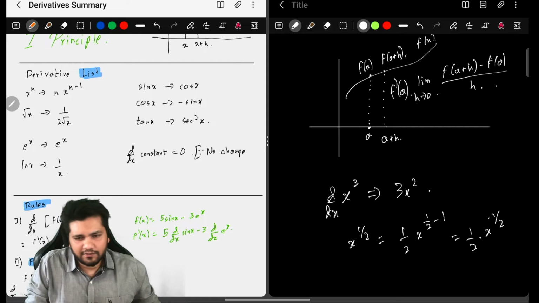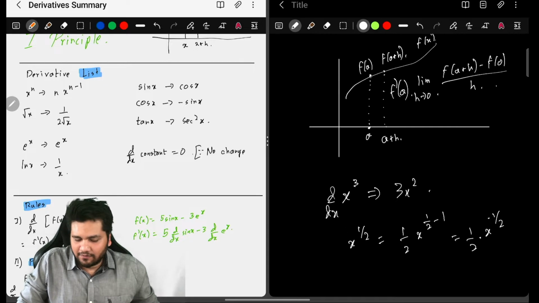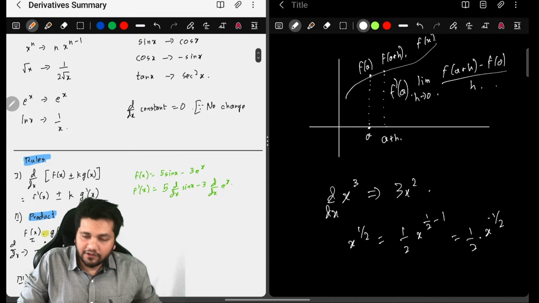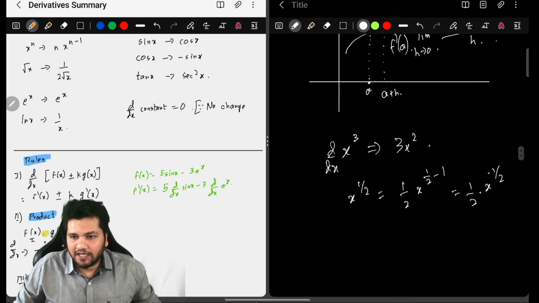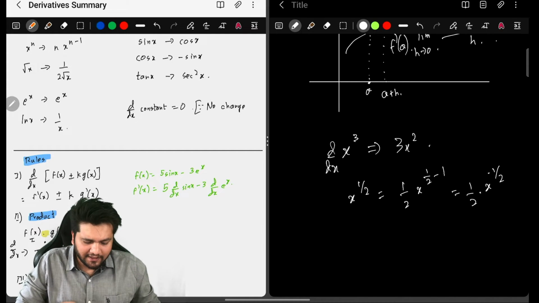e to the power of x gives e to the power of x, ln x gives 1 by x, sin x gives cos x, cos x gives minus sin x, and tan x gives sec square x. Obviously I think you should know it. And the derivative of a constant is 0, because there is no change; the distance is constant, or it is constantly moving, so there is no change. That's why the derivative of a constant is going to be 0.